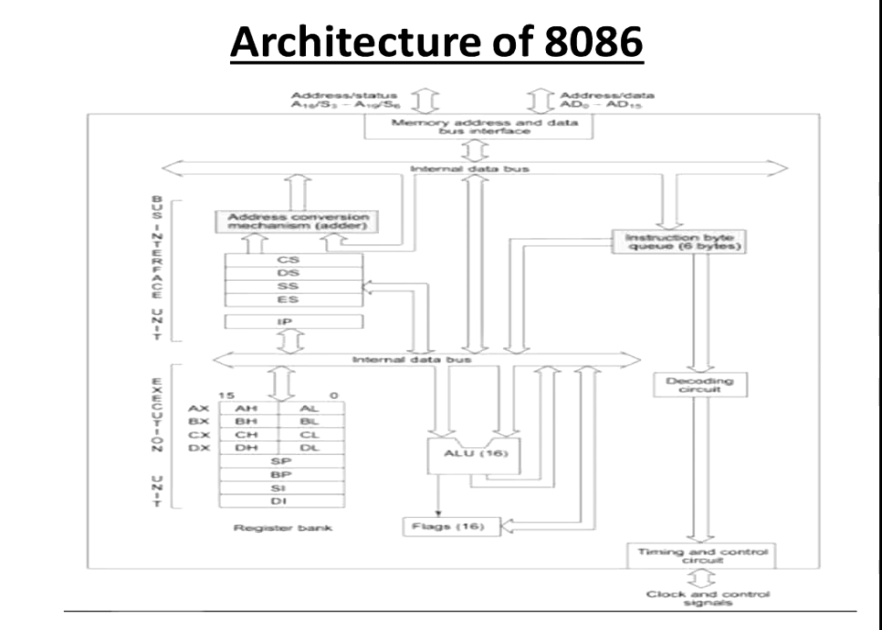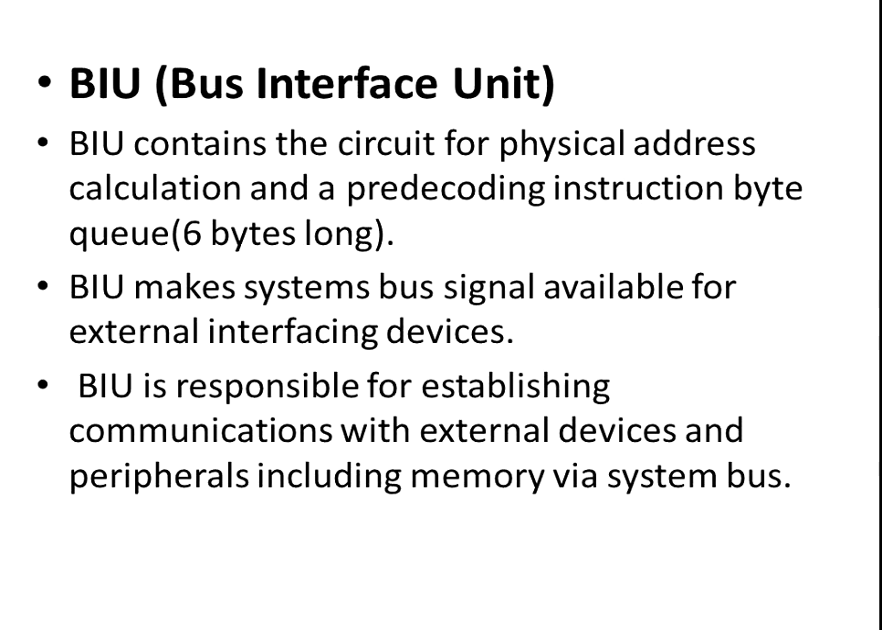So we can see the functions of bus interface unit. Actually the bus interface unit provides the interface of 8086 to external memory and IO devices. So the BIU makes system bus signals available for external interfacing devices. BIU is responsible for establishing communication with external devices and peripherals, including memory, via system bus. So it transfers data to and from the memory and IO. It operates with respect to the machine cycle. It performs various machine cycles such as memory read, IO read to transfer data with the memory and IO devices.